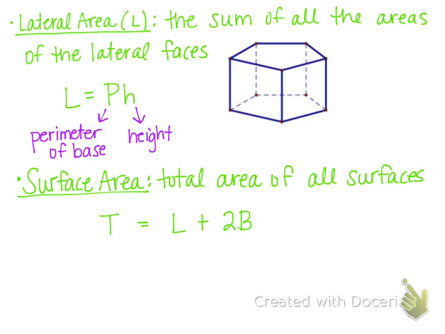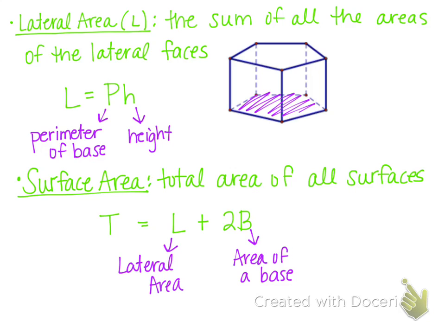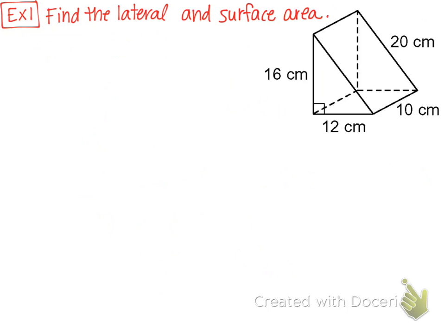Total surface area of a prism is you add the lateral. So this is just the lateral area, which you can find before you find surface area. And then 2 times big B, and that's the area of a base. Now the reason why we have 2 is because we got 2 bases here. So if we look back at this picture, we've got 2 bases. We got this base as a pentagon and this base as a pentagon. So let's do an example.